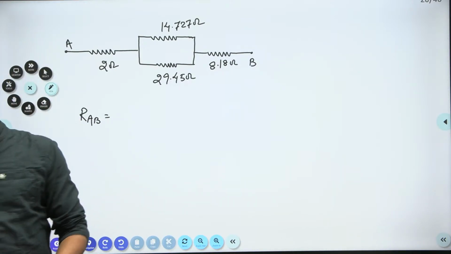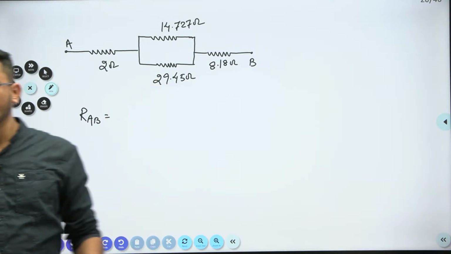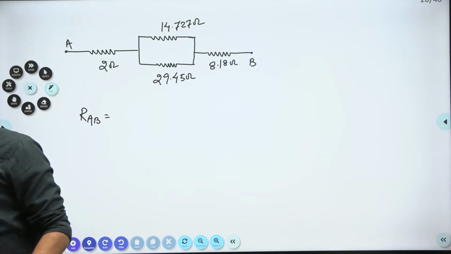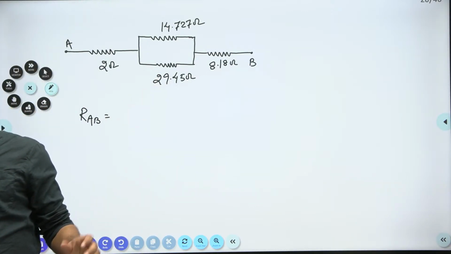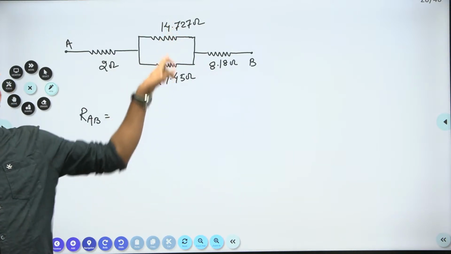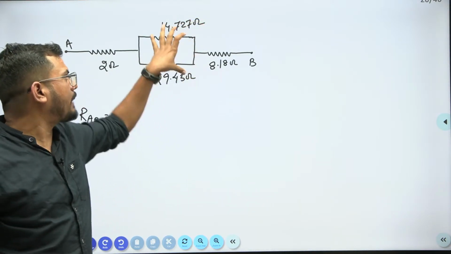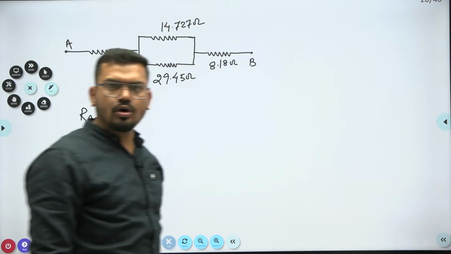Okay, so are you... Which one is 9.81? So are you telling about this one? Rupesh, are you telling about these two in parallel? Yes or no?